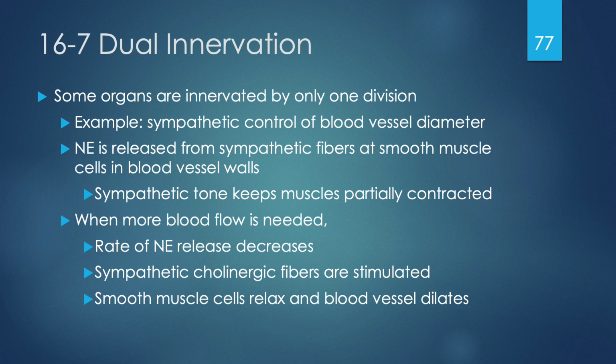So this is an example of the blood vessel diameter in our body being controlled exclusively by the sympathetic division, only either increasing or decreasing the amount of norepinephrine release. And therefore, the sympathetic division is completely in control here.